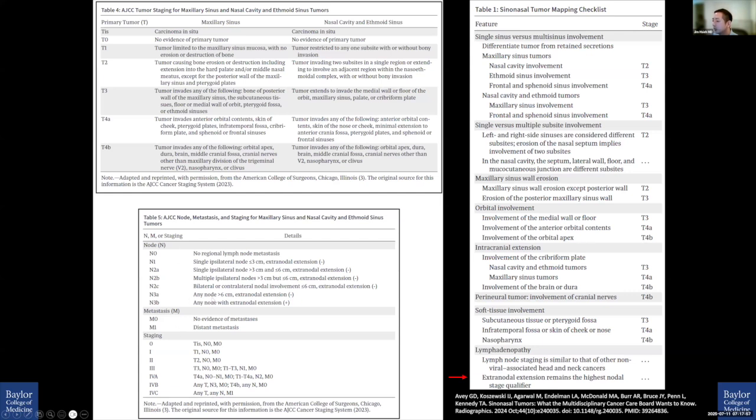The lymph node status is similar to other head and neck neoplasms. It's rare that these paranasal sinus neoplasms metastasize to cervical nodes, but when it does happen, it has a poor prognosis, and the highest qualifier is N3b when there's extranodal extension.